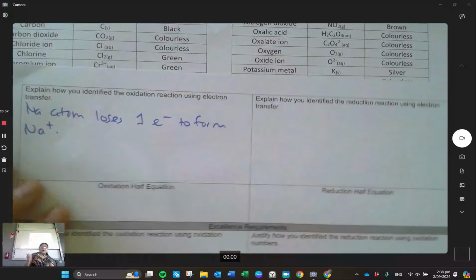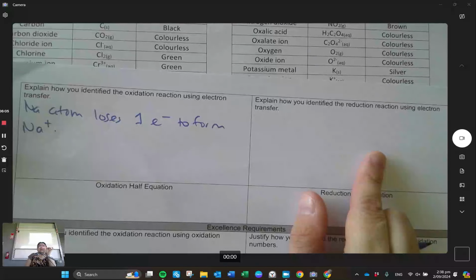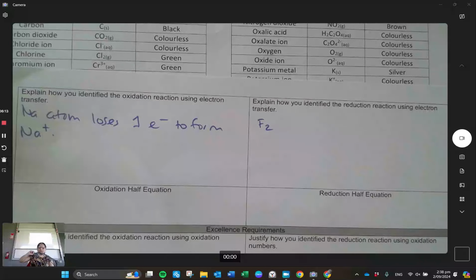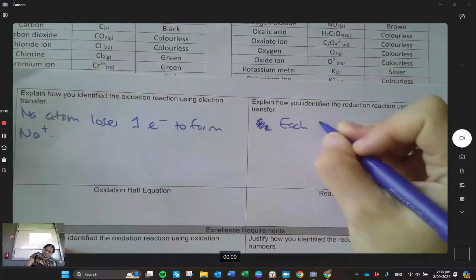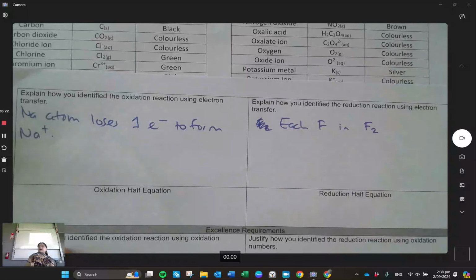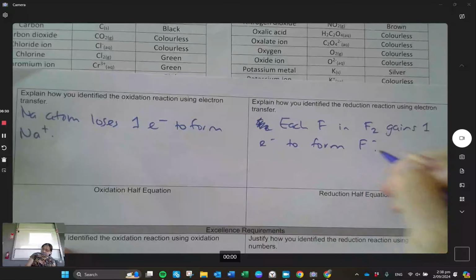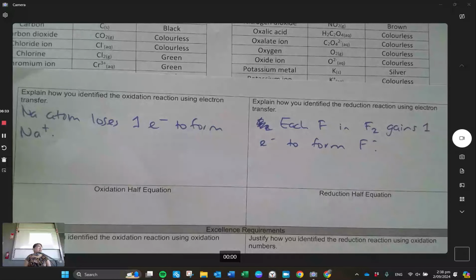This one here was more so where most people fell down, because they didn't remember to talk about it as each fluorine atom. A lot of people just wrote F2 in their answer and then wrote their answer. It's not that. It is each fluorine in F2 is what I was looking for. Gains 1 electron to form F minus. Each fluorine, that's what the F is standing for, in F2 gains 1 electron to form F minus.